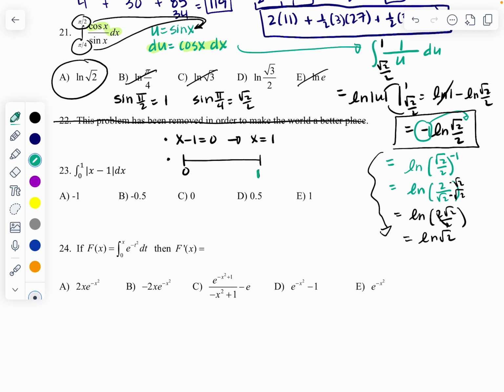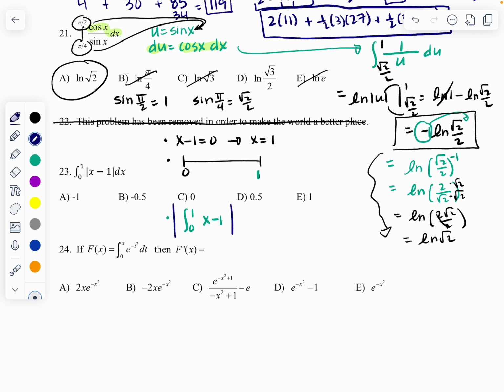You guys, I can't split it. It wants to split at the very end. So the integral is just going to be from 0 to 1 of x minus 1, but then at the end, I have to take the absolute value of the actual answer to make sure that it's going to be positive, okay? So let's see what we get.